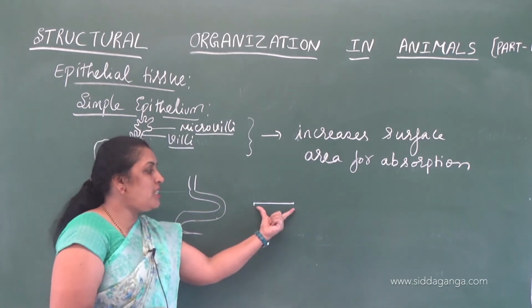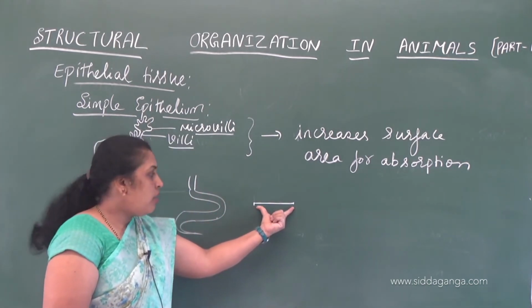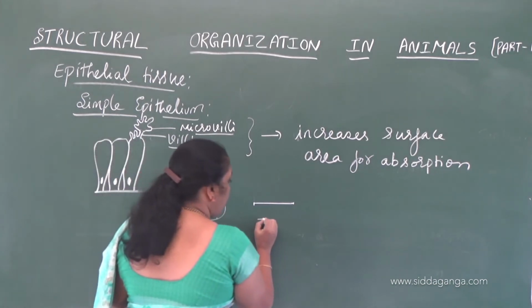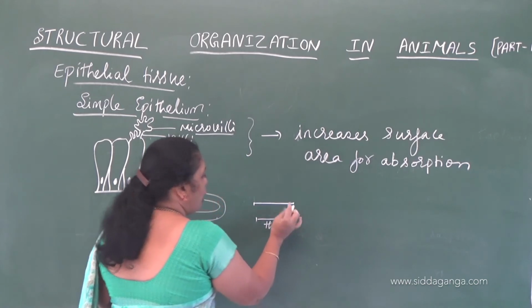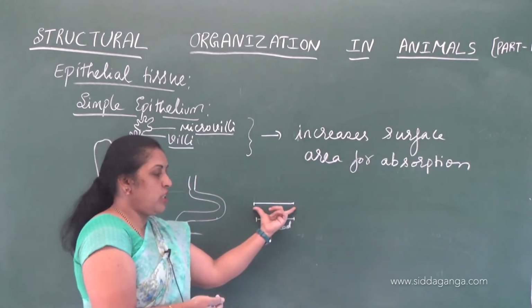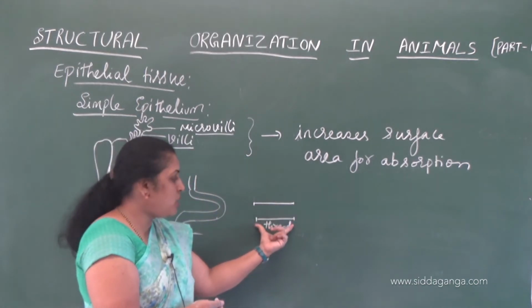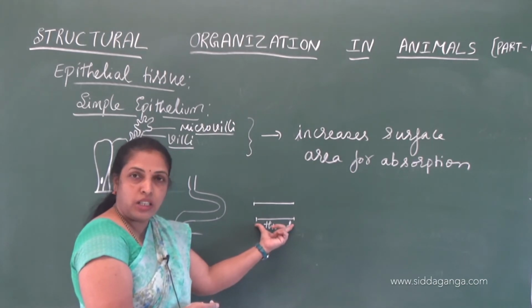To measure this length, we need this much of thread only. This is a thread. To measure this length, we need this much thread only. This much thread is enough.